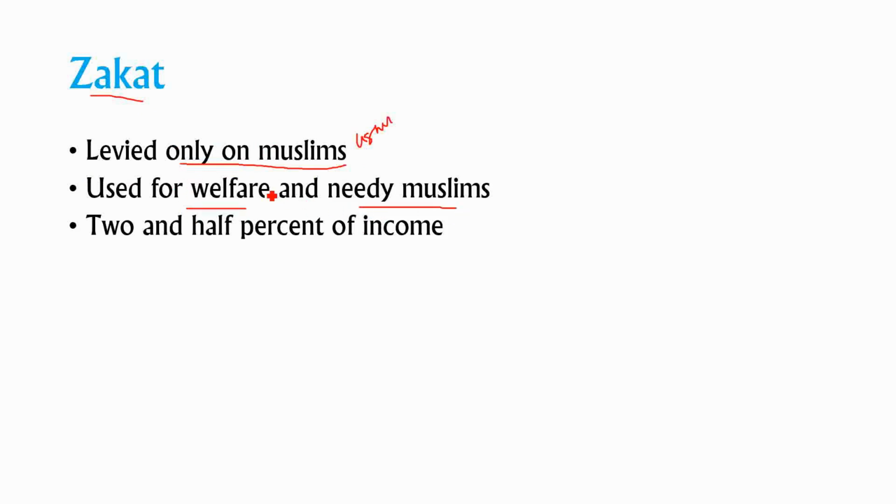When we talk about welfare, you can say it can be used for the making of madrasas, or for giving taccavi loans to Muslim peasants. And if anyone is unemployed, then incentives will be given to them. So this tax, Zakat, is basically used for the welfare of needy people, and it is based on income, not on the crop produce or land, and 2.5% of the income is taken as tax.